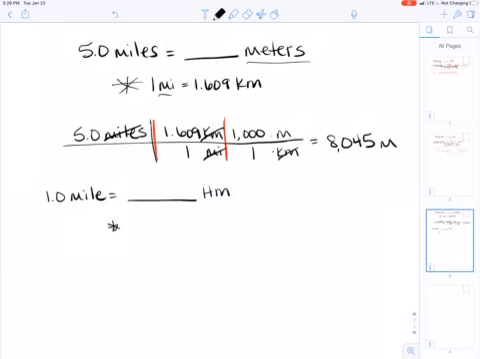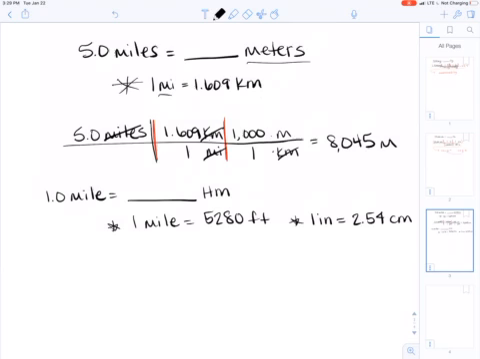is, I'm going to tell you that 1 mile is equal to 5,280 feet. And then I'm also going to tell you that 1 inch is equal to 2.54 centimeters. And that's the only information that I'm going to give you. You have to figure out how many hectometers that is. All right, so don't stress too much.